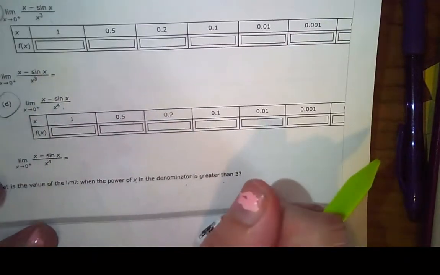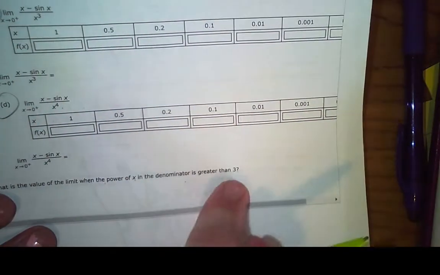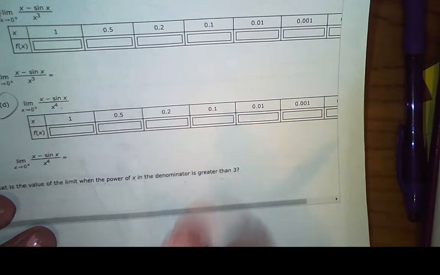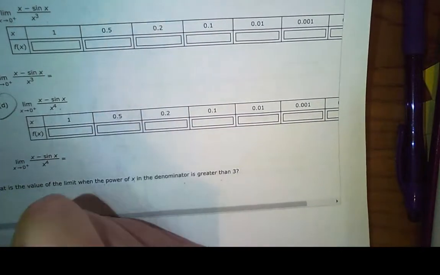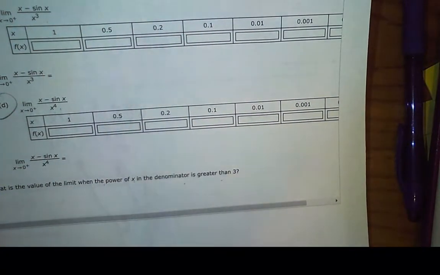So you want to tell me what happens between parts C and D. So as soon as that denominator gets bigger than 3, what happens? Okay, so it's either going to go to 0, or it's going to be to negative infinity or positive infinity. And that's going to be your answer. But I'm not going to tell you. All right, so here we go.